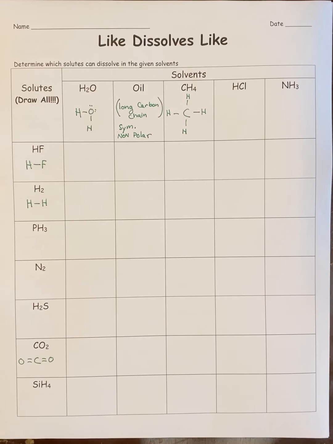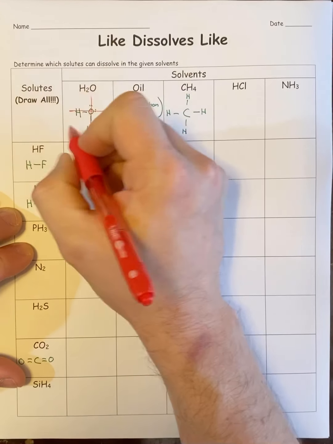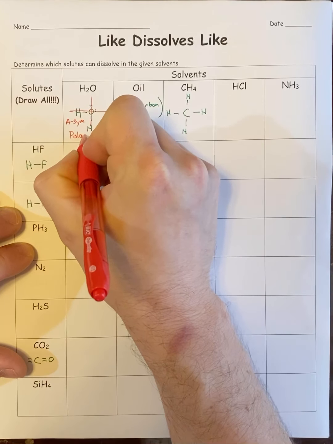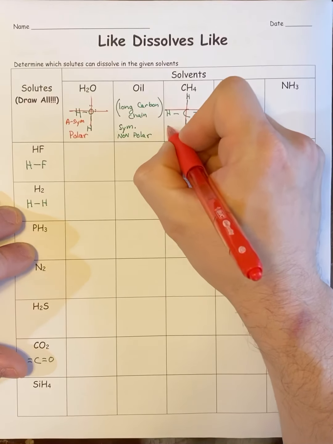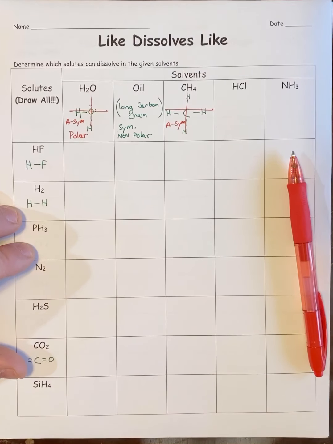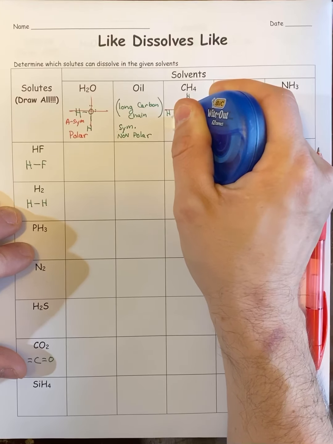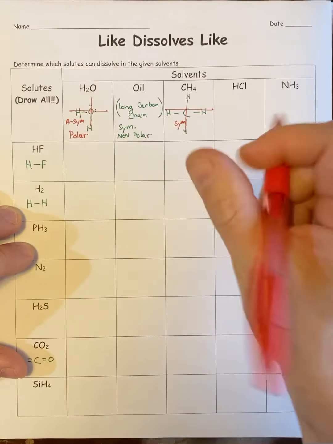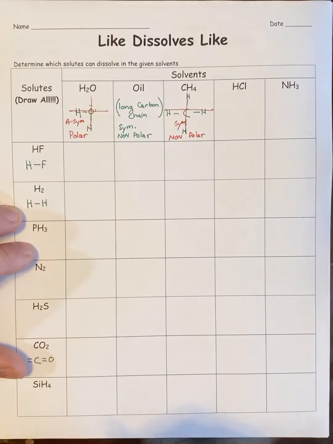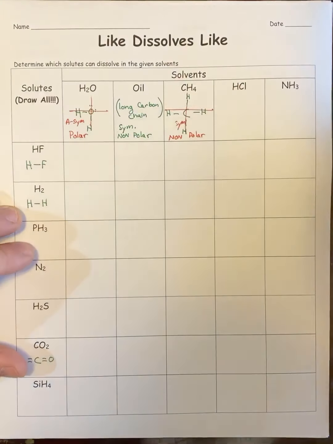And then you have to apply your symmetry rules, which is SNAP, to this. So for H2O, it's clearly asymmetrical and polar. For CH4, it is symmetrical and therefore nonpolar.